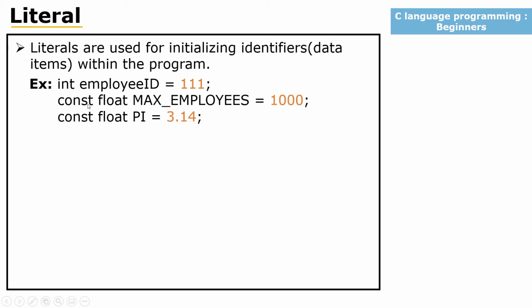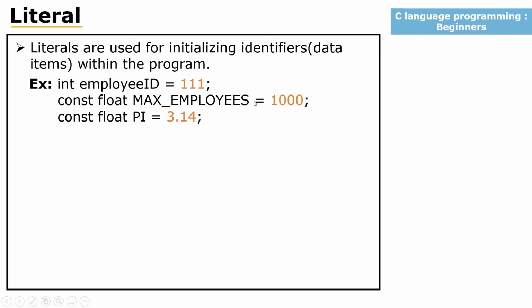Similarly, we declare a constant, which is a float constant. The constant name is max employees. The value assigned is 1000. This is also a literal. Similarly, when we look at this example, we declared a float constant. The name is pi and its value is 3.14, where 3.14 is the literal.